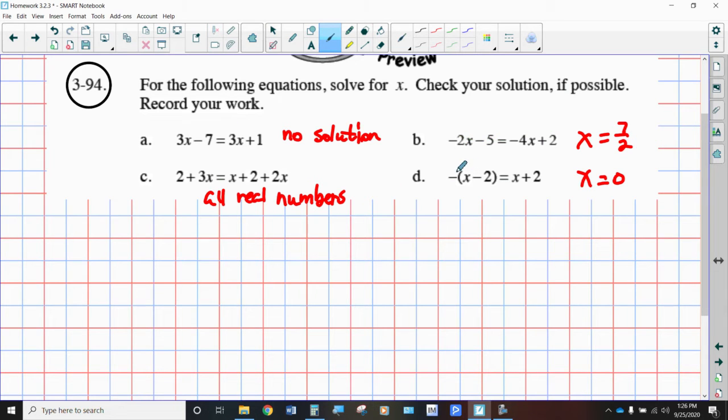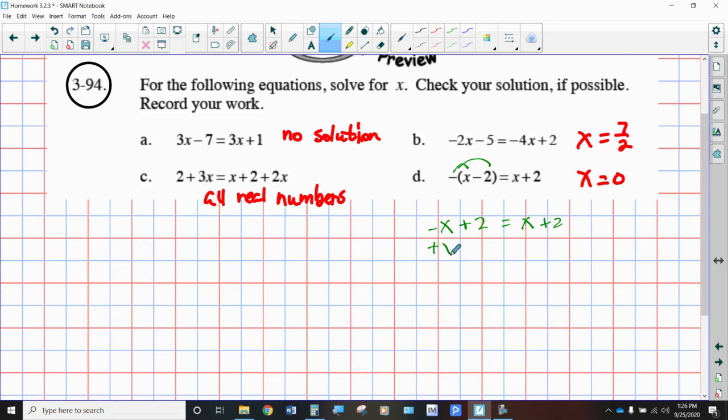What's happening here? We send in the dive bombers first, so the opposite of x is -x. The opposite of -2 is +2, is equal to x plus 2. At first glance, someone might look at that and say, oh, there's no solution, or maybe there's infinite solutions, but actually there's one solution, because you don't have the same number of x's on each side. That's a negative one, that's a positive one.